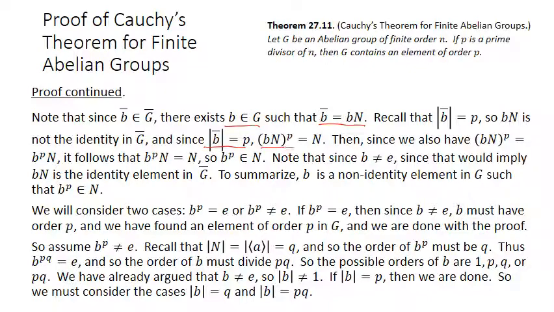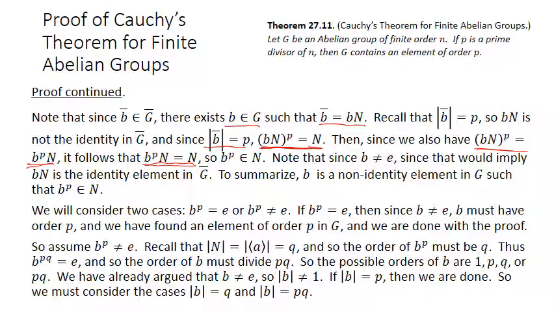Okay, and then furthermore, since the order of B bar is equal to P, that means that if we raise bN to the P, we should get N. Because whenever you raise any element to its own order, you always get the identity. Then, since we also have that (bN) to the P equals b to the P N, it follows that b to the P N equals N. So where's that coming from? It's coming from these two equations right here. We have (bN) to the P equals N, and over here we have (bN) to the P equals b to the P N. So we have the same thing equaling two different things. That means those two other things are equal to each other.